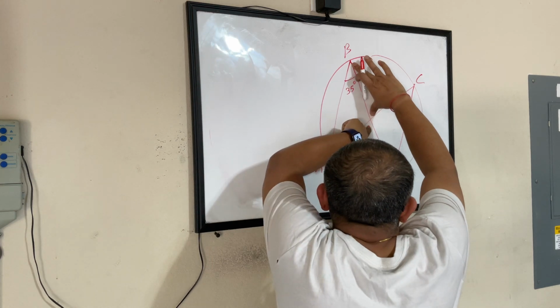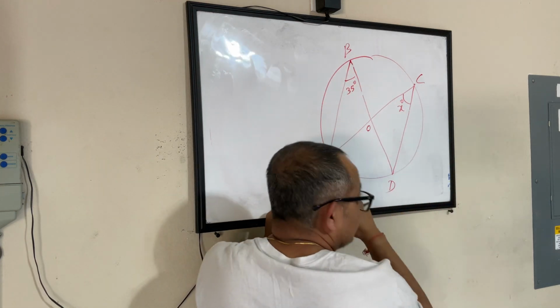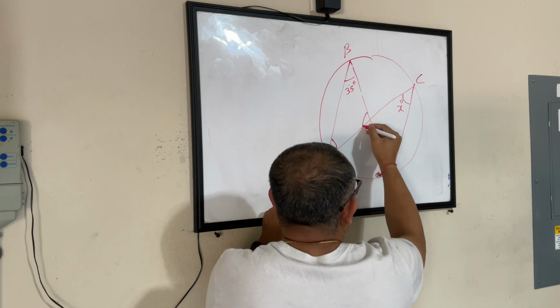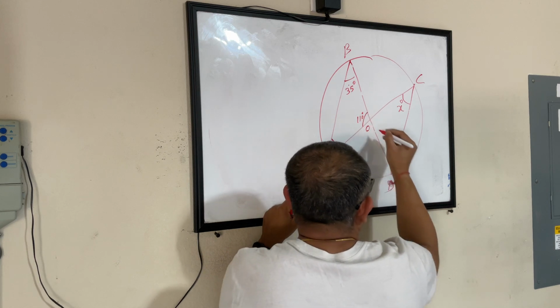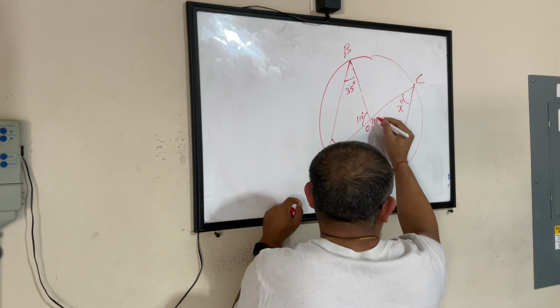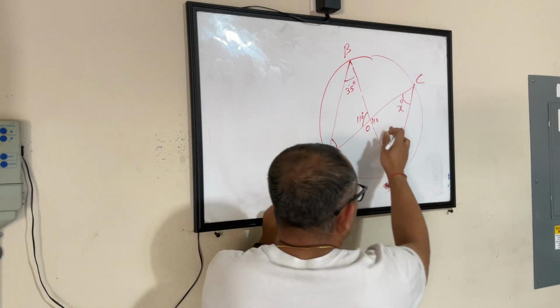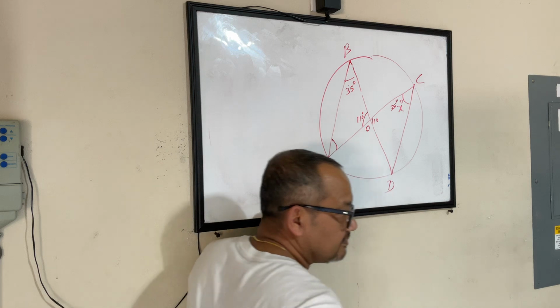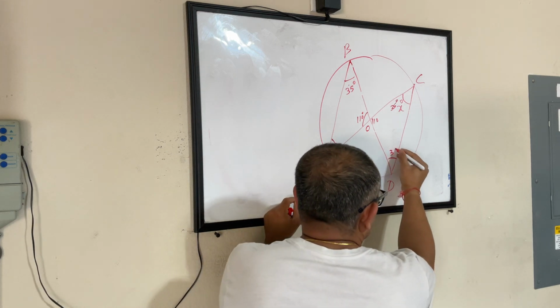This and this are radii, so this is an isosceles triangle again. This is 35, this is 35, makes it 70. This is 110. This is 110, so this is 110. Opposite angles. If this is 110, again this is isosceles, so this becomes 35. This becomes 35. This is one approach.